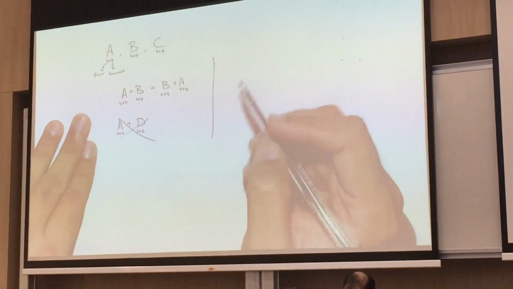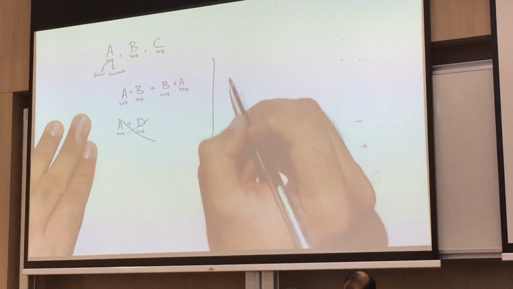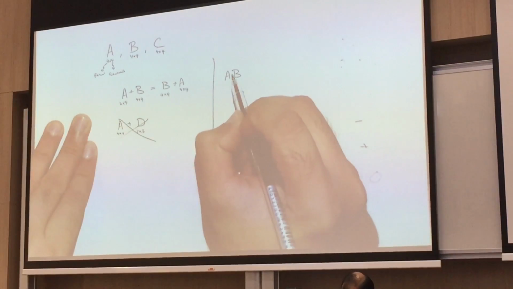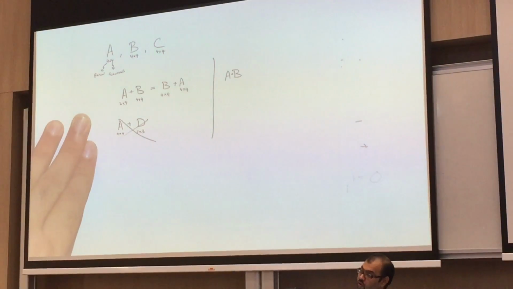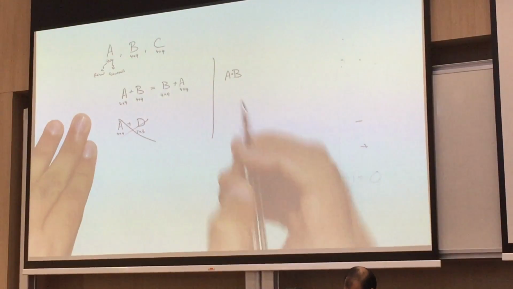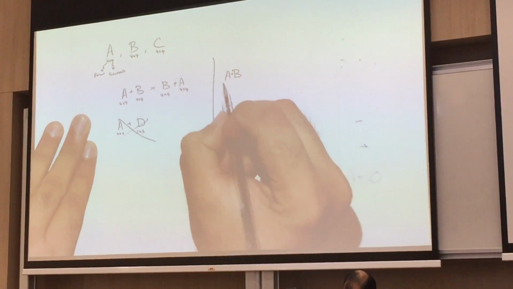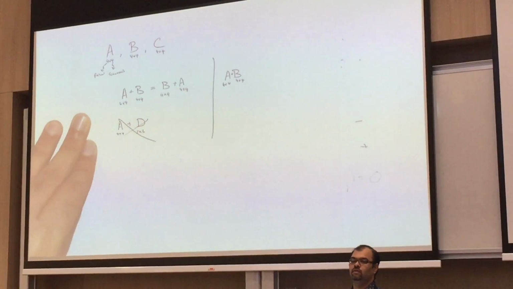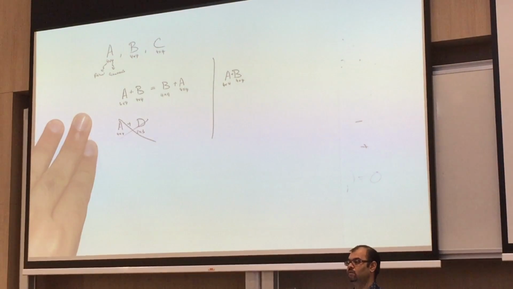About multiplication. Let's say A times B. You can write it with a times sign, or you can put a dot. Doesn't matter. Again, the sizes have to be compatible, then only you can multiply. A times B is not equal to B times A.